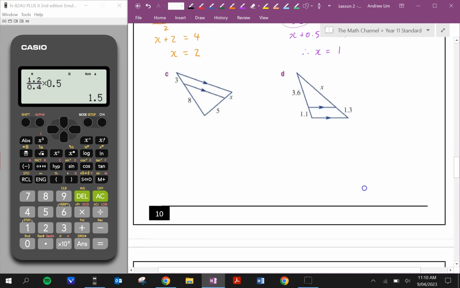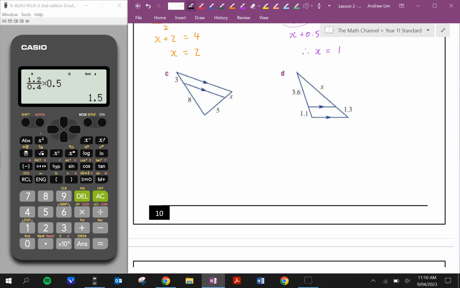Alright, why don't you use the same technique and see if you can answer questions C and D. Just pause the video and have a go with these two.